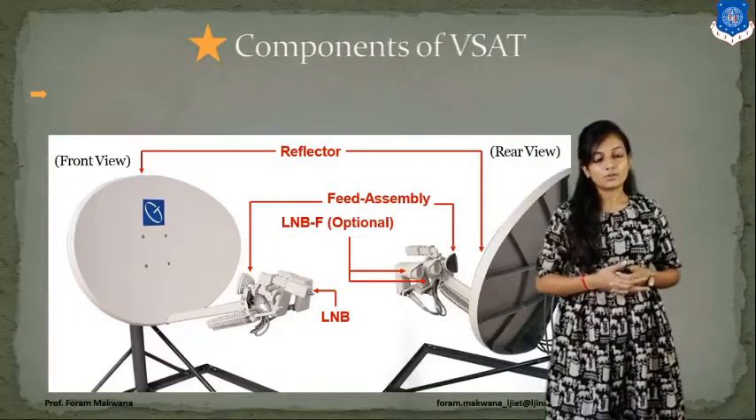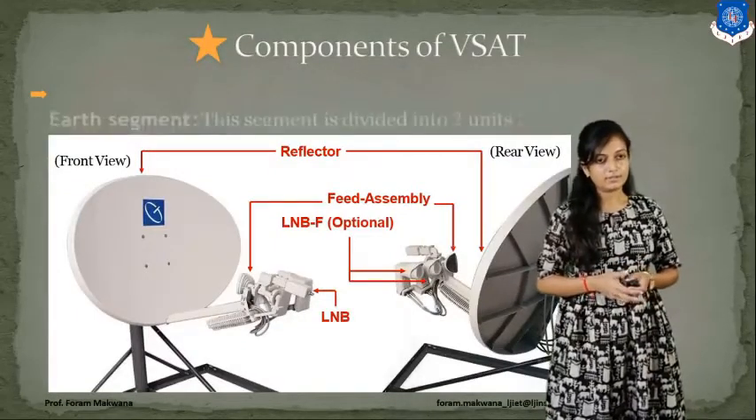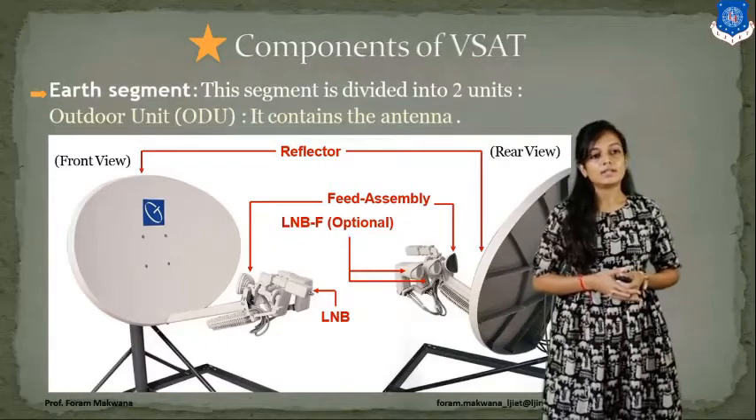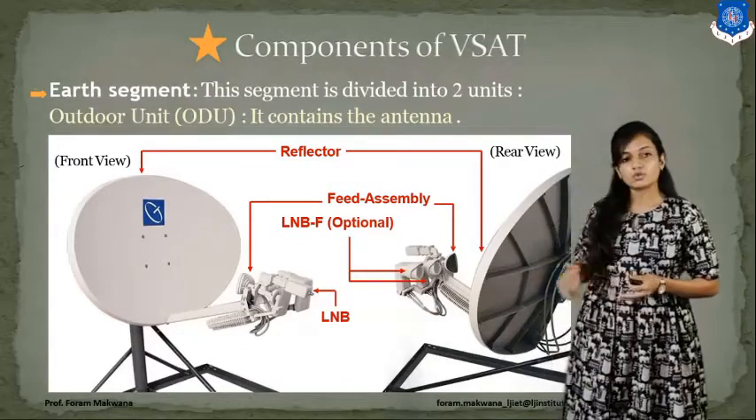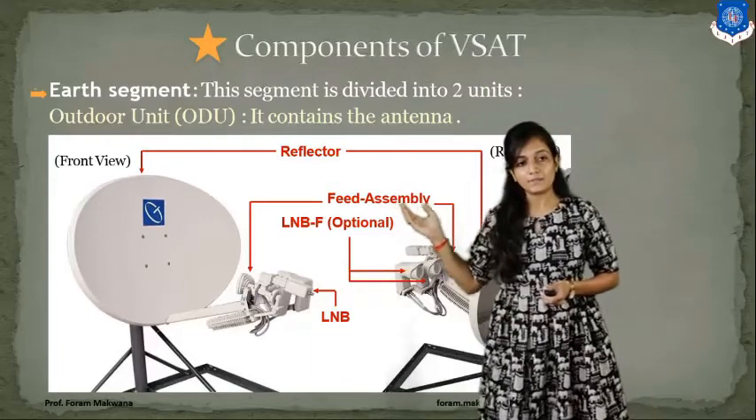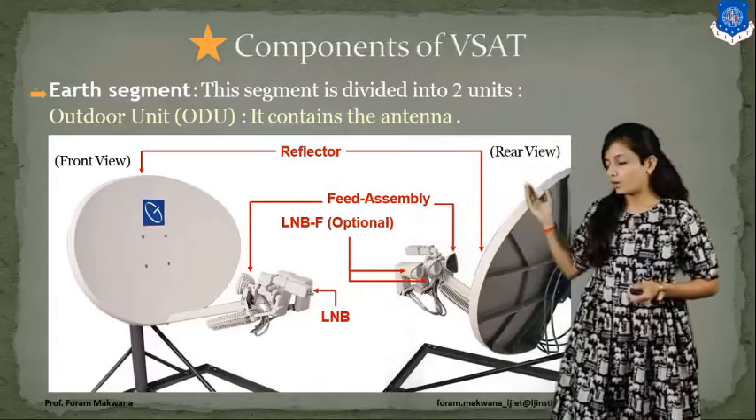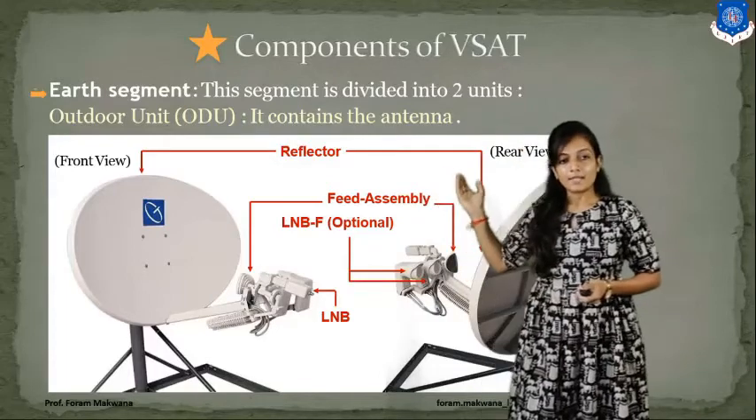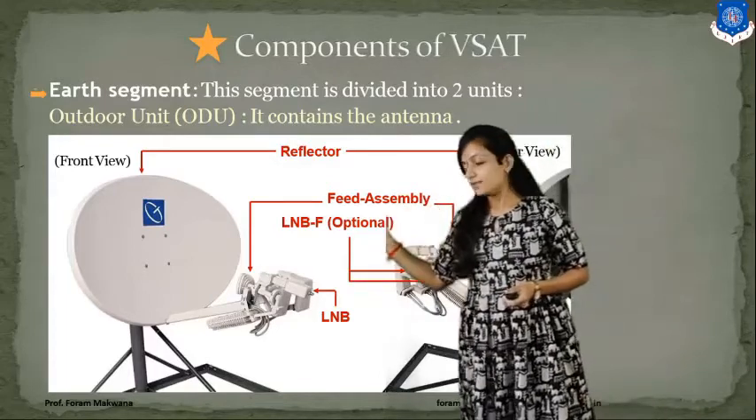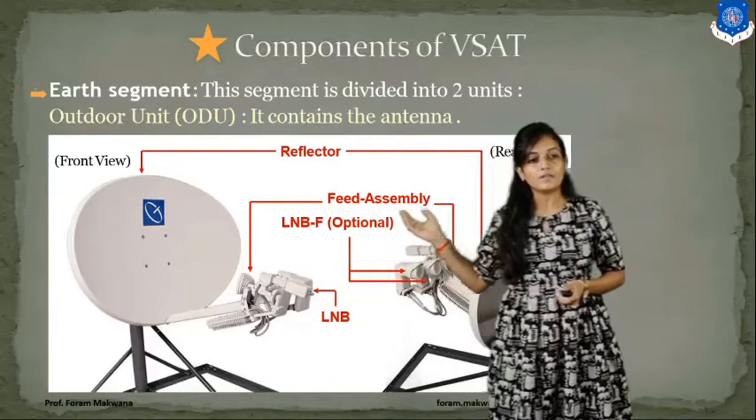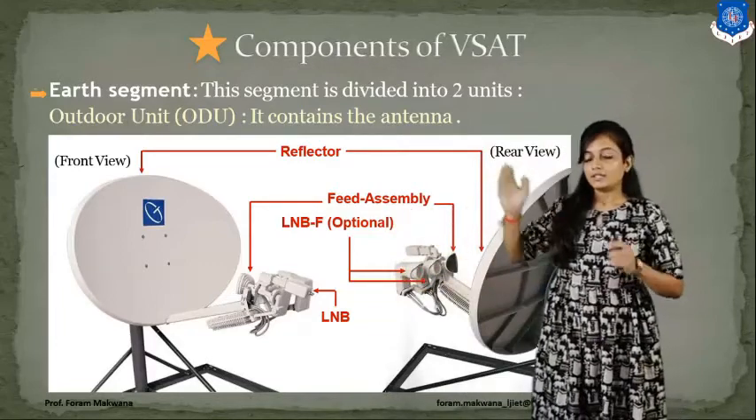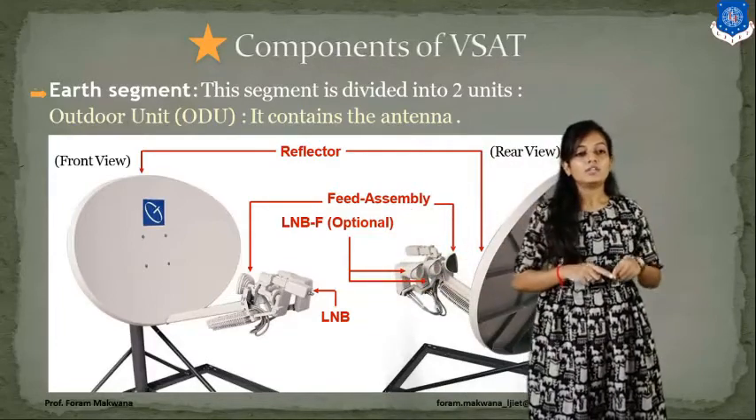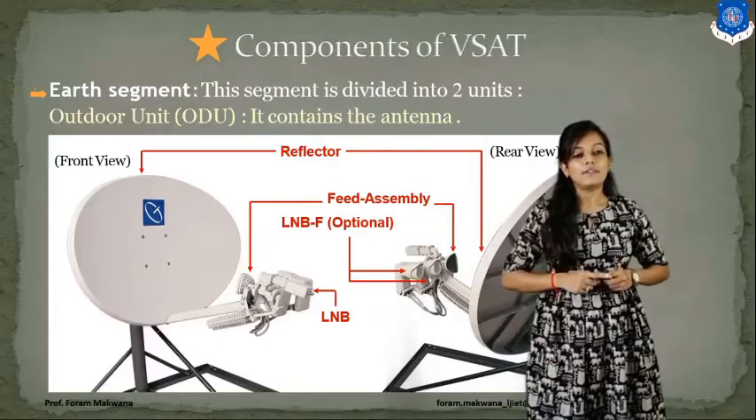Now, what are the components of VSAT? First, it consists of the earth segment, which is divided into two units. The first one is the outdoor unit, which contains the antenna. Over here, we can see the front view of our dish antenna, the dish, which shows the reflector.